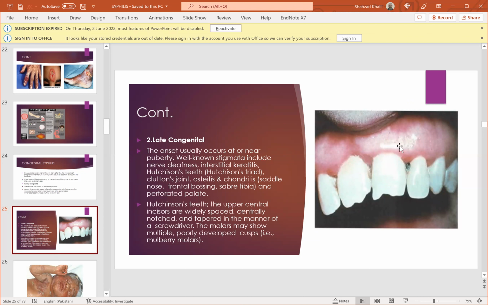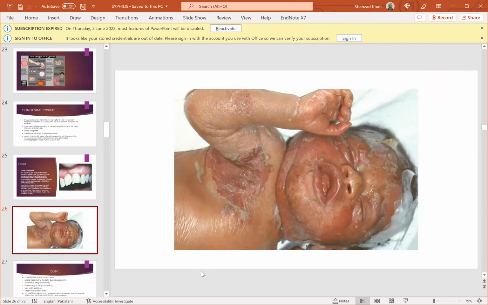Hutchinson teeth, you can see, are very particular looking. The upper central incisors are widely spaced, centrally notched, and tapered in the manner of a screwdriver. The molars may show multiple poorly developed cusps, which leads to the mulberry molars. Here you can see a newborn with syphilis.